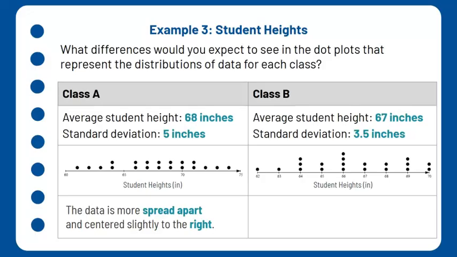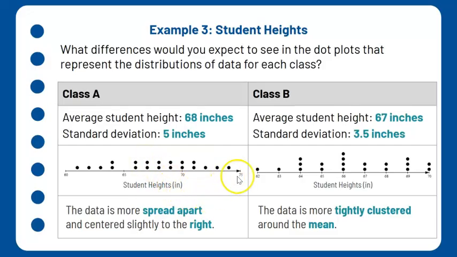Here's the dot plot for Class B. I notice that the data is definitely more clustered as the range is much smaller, and the data is more clustered around the mean of 67 inches, compared to how Class A's points are clustered around the mean of 68 inches. We can summarize that for Class B, the data is more tightly clustered around the mean.